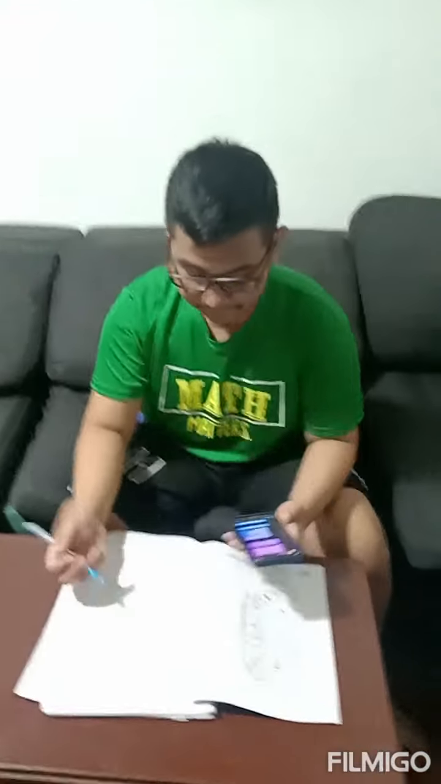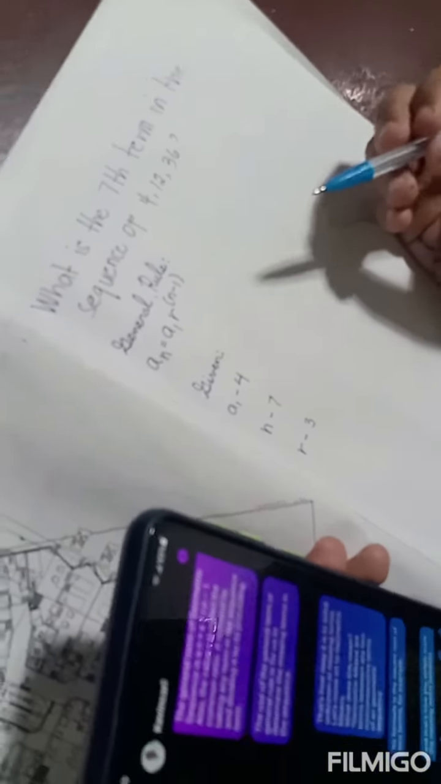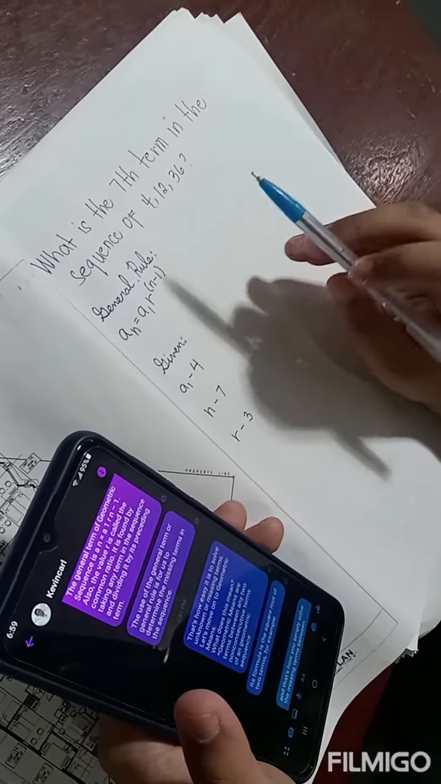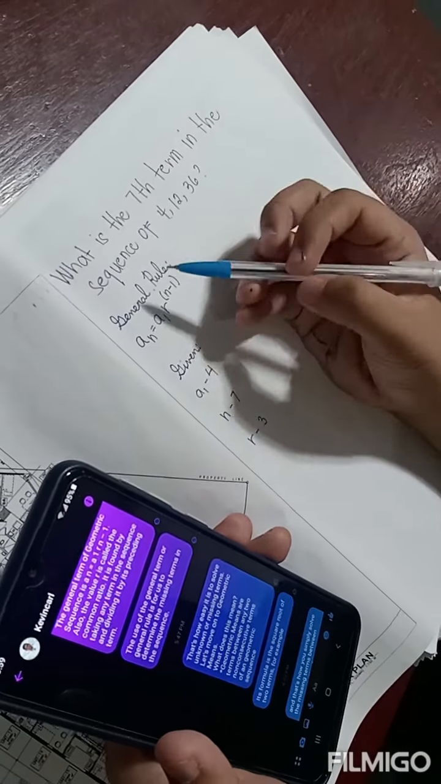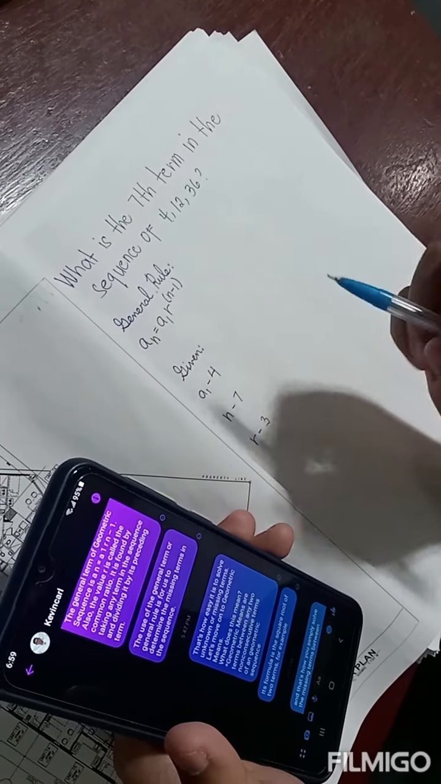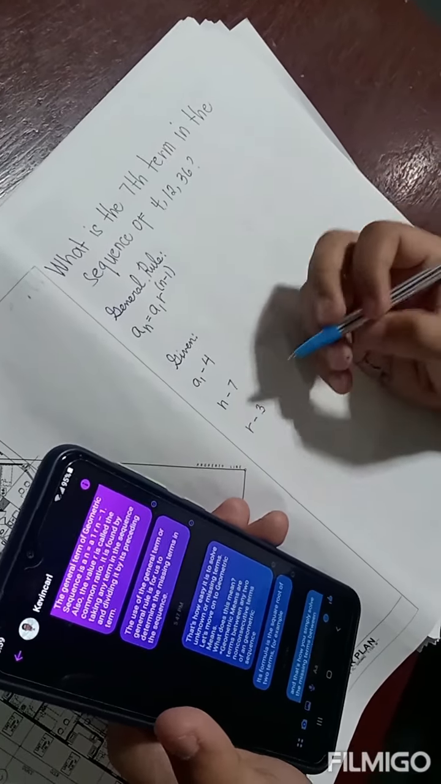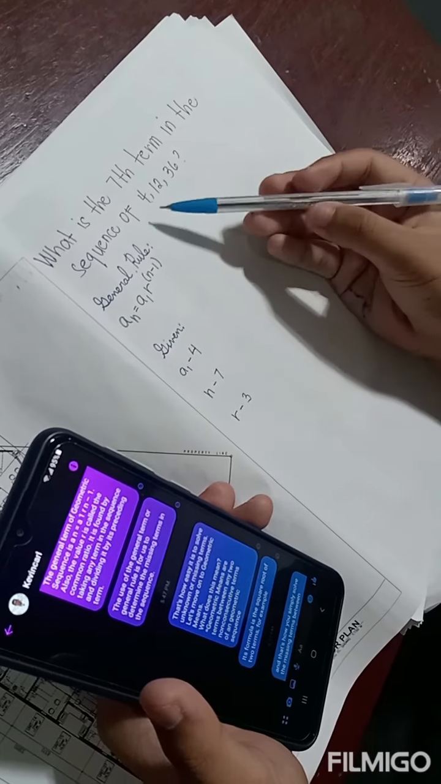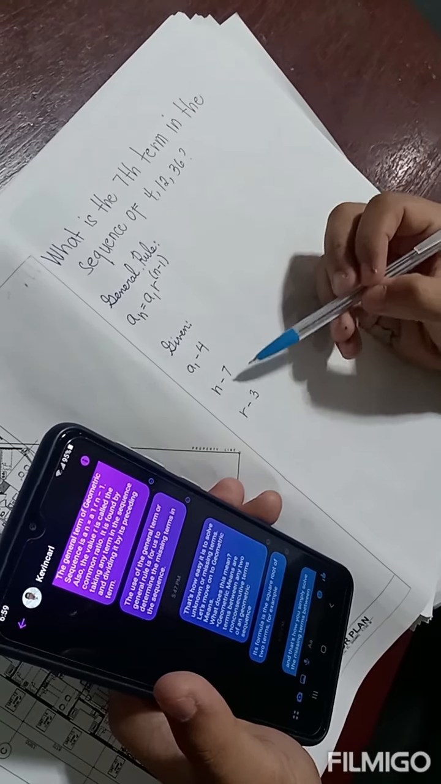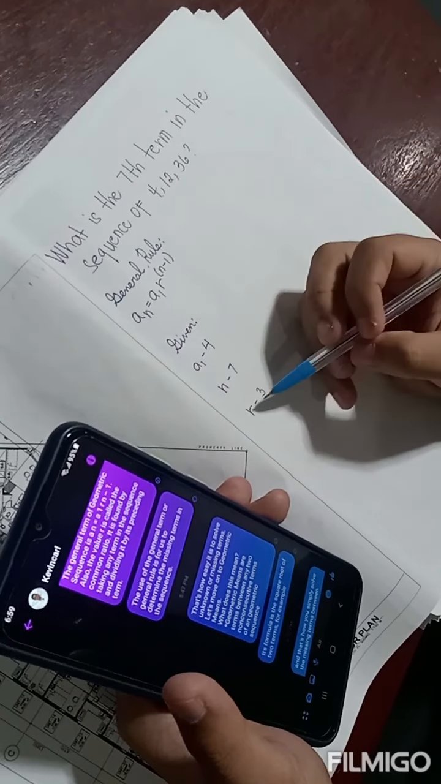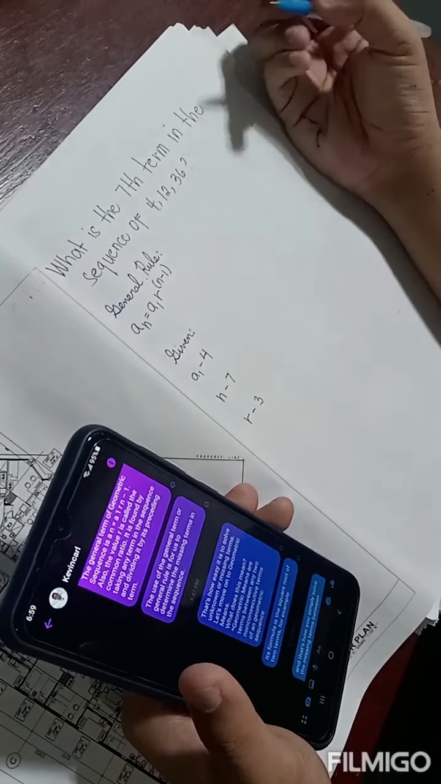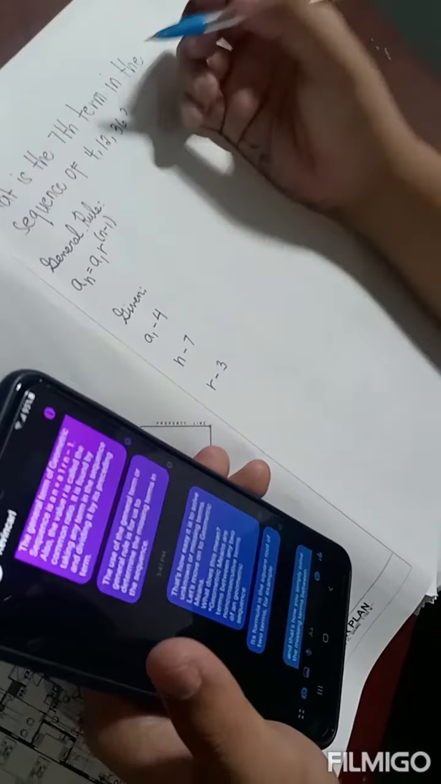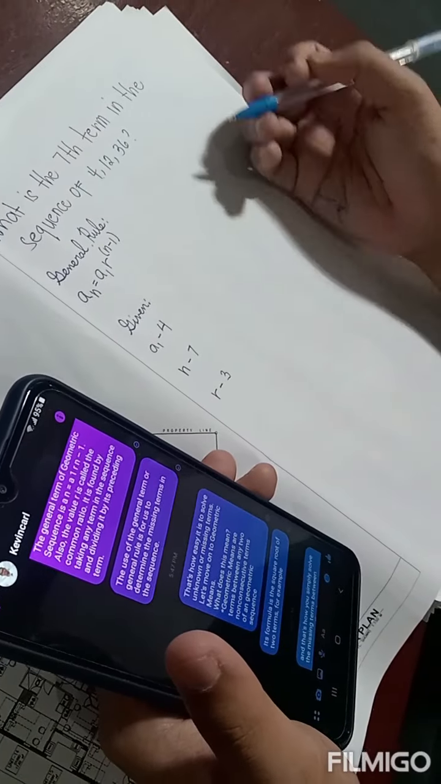For example, what is the seventh term in the sequence 4, 12, 36? Of course, we will use our formula, the general rule. The givens are a sub 1 is 4, the n value is 7, the seventh term, and the common ratio is 3. Now we will substitute into the general rule since we are looking for the seventh term.